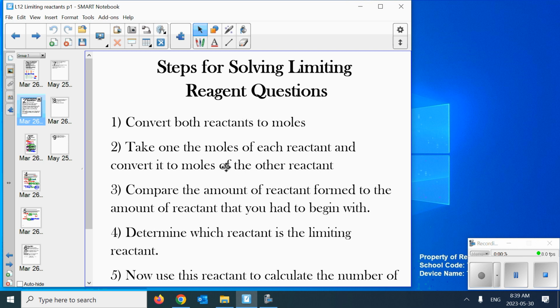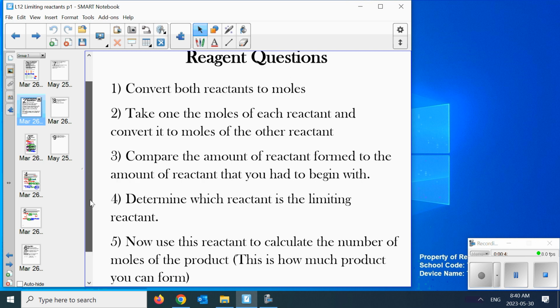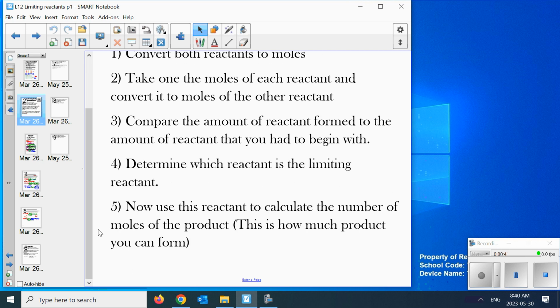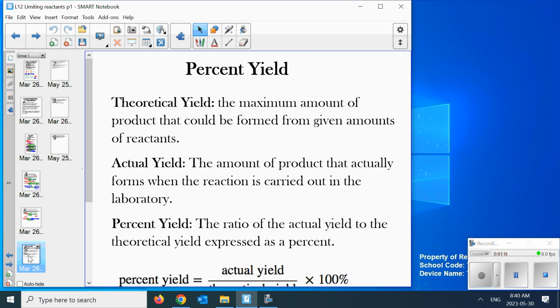And then you just choose one and say, if all of the moles of this chemical reacted, how many of the other would you need? Based on that, make a decision. Which one is going to run out? That's the limiting reactant. The other one's called the excess. You've got extra. And you can use that limiting reactant to do calculations of how much product will be made. This is where we went through examples. This is where we left off.